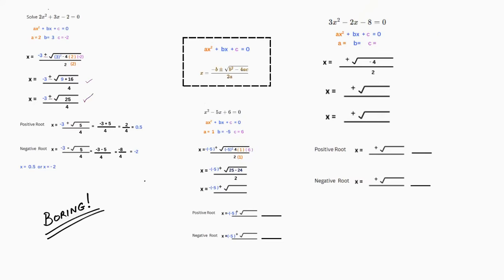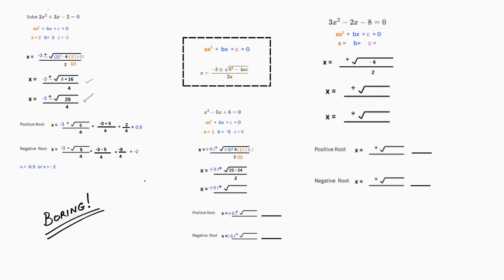So let's go at the positive root. x equals -3 plus square root 25 over 4. Let's pop it all in. So it's -3 plus 5 divided by 4, which equals 2 over 4, which gives us 0.5. That's our positive root.